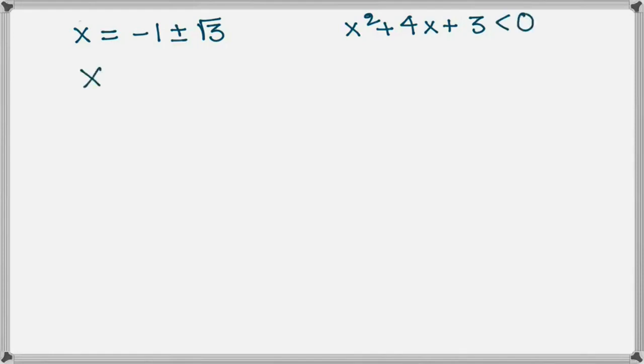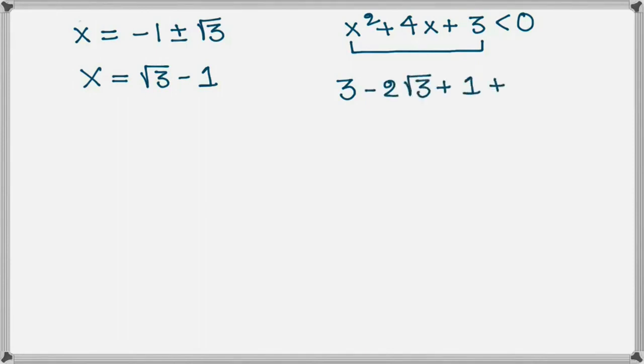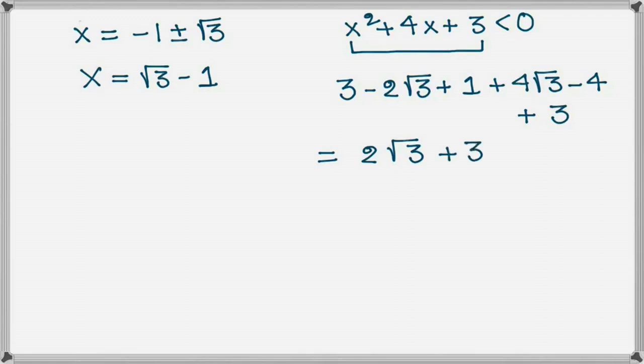First we consider x is equal to square root of 3 minus 1. So when we substitute this in the quadratic polynomial x square plus 4x plus 3, we obtain that 3 minus 2 square root of 3 plus 1 plus 4 square root of 3 minus 4 plus 3, and this is same as 2 square root of 3 plus 3, which is strictly bigger than 0. So therefore x is equal to square root of 3 minus 1 is not a solution.